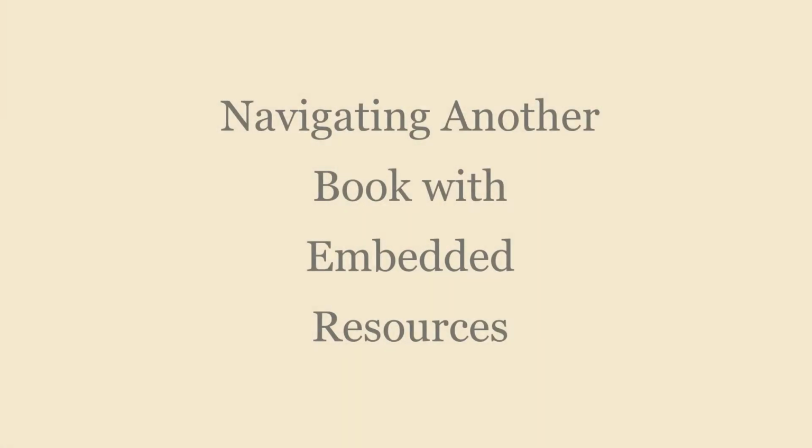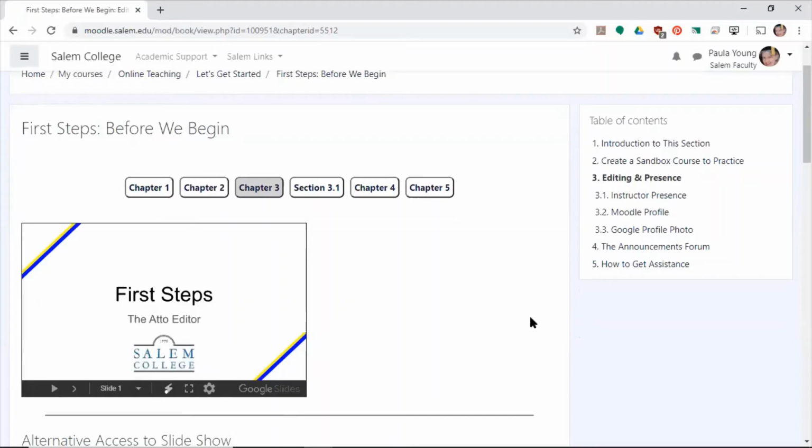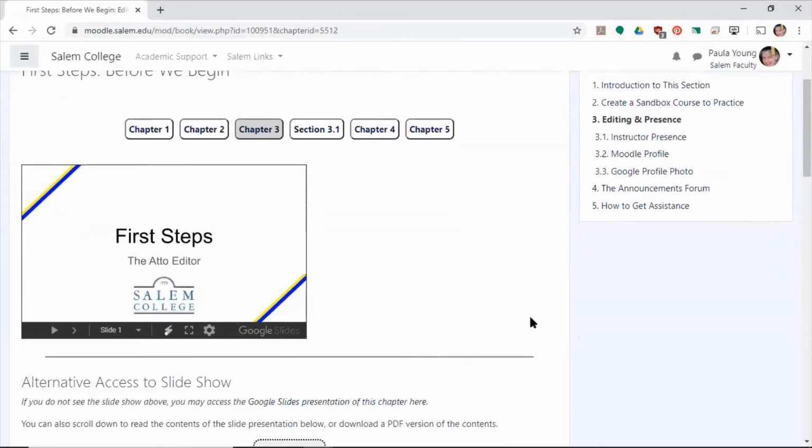Now, this particular book has some embedded content in one of the chapters. In particular, it has an embedded Google slideshow. It will not show for everyone. It may appear blank, and it may not appear at all. It's going to depend on your browser, the strength of your Wi-Fi access, and you will always have alternative access to that content.